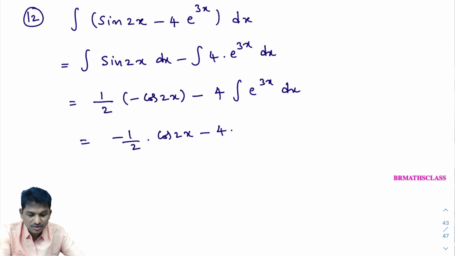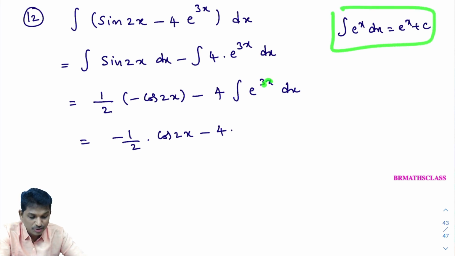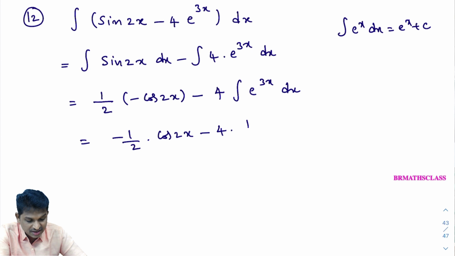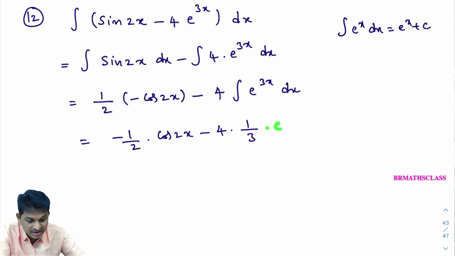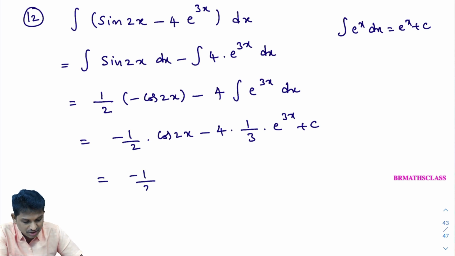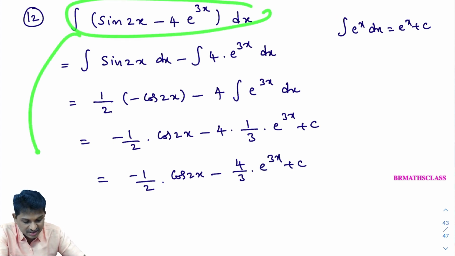Earlier we got this type of problem. You know integral of e power x dx. What is integral of e power x dx? That is e power x plus c. So here in this formula, in place of x, ax plus b is there. So its answer starts with 1 by x coefficient. What is the x coefficient here? The x coefficient is 3, into, as you know, integral of e power x dx is e power x plus c. From that you can write integral of e power 3x as 1 by 3 into e power 3x plus c. That's it. This problem is over. Minus 1 by 2 into cos 2x minus 4 by 3 into e power 3x plus c. So the integral of this function is this one.